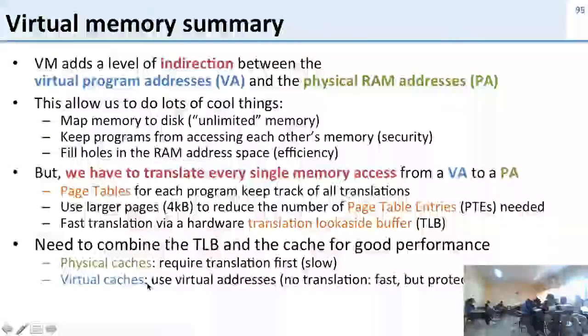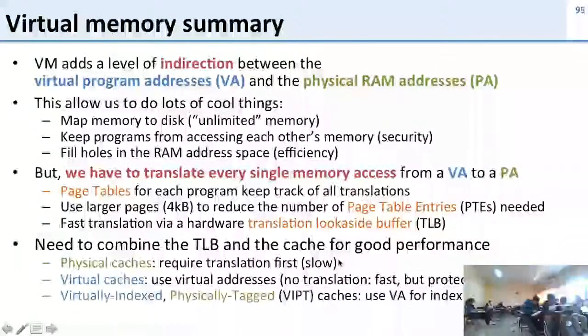We also saw virtual caches. So virtual caches use the virtual address directly. We don't need any translation, but because we don't have any translation, we don't get any protection. So we don't get the security to prevent programs from bumping into each other.